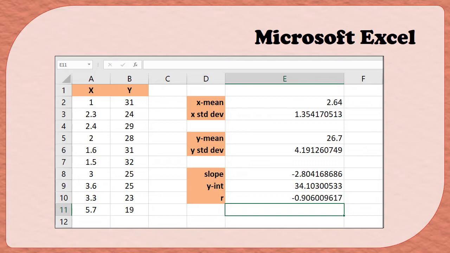Again, if you're using a technology other than Microsoft Excel, you can follow your calculator manual, etc., and see if you get the same values that I found here.